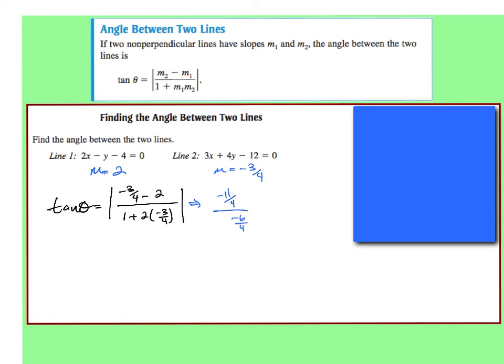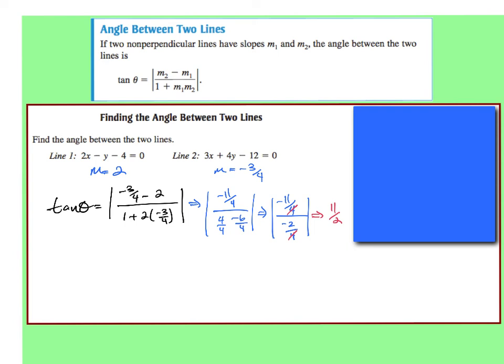And then 1, how do I want to think of 1 as? 4 over 4. So I have negative 11/4 over what? Negative 2 over 4. Well, what happens to my 4s? They cancel. That's convenient. So now I have negative 11 over negative 2. But really, do I care if either one of them is negative? Not at all. So what do I end up getting?